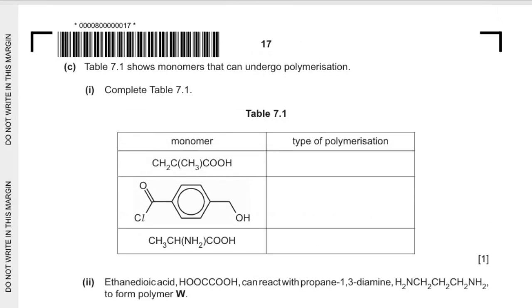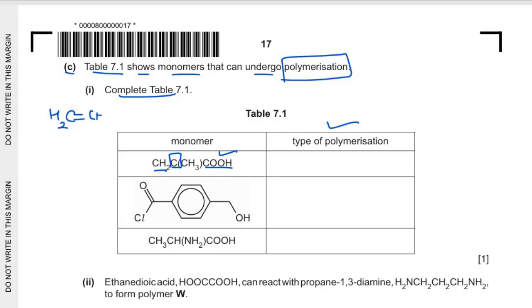Amide linkage is formed. Table 7.1 shows monomers that can undergo polymerization. So this is a monomer. Complete table 7.1 to show the type of polymerization. Now this is a monomer, and we can see that here we have CH2 and C having a COOH group. Now what does that mean? That CH2 has a double bond here and a CH3 group here and a COOH group here.